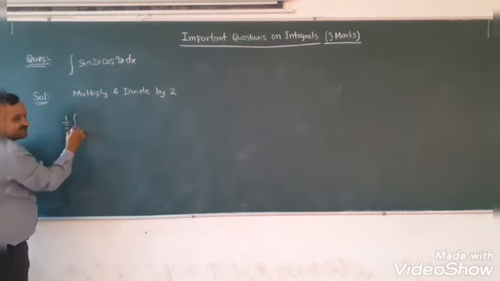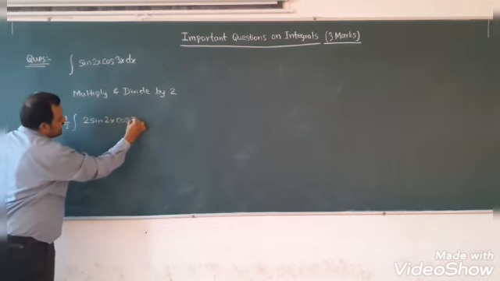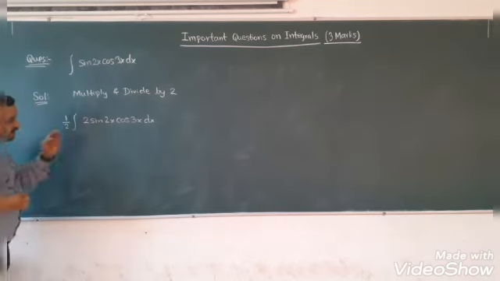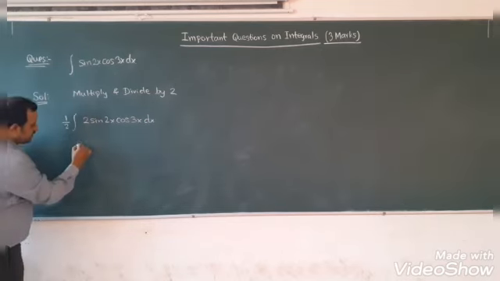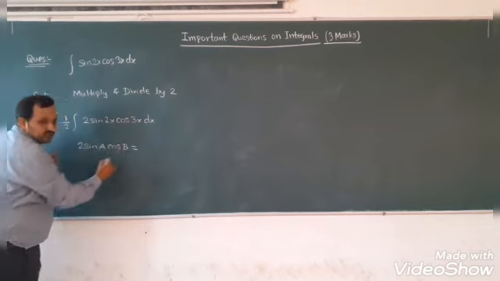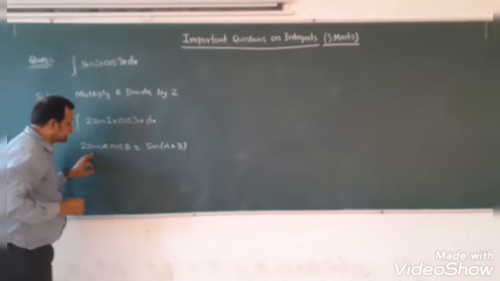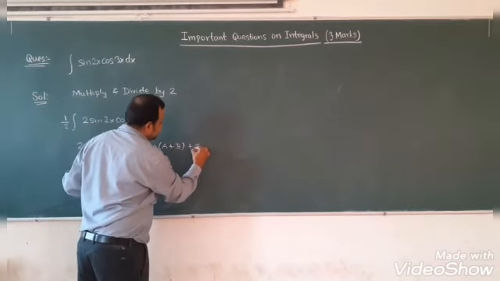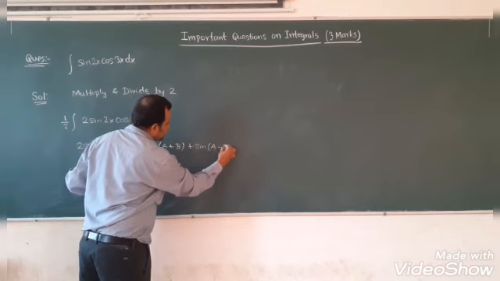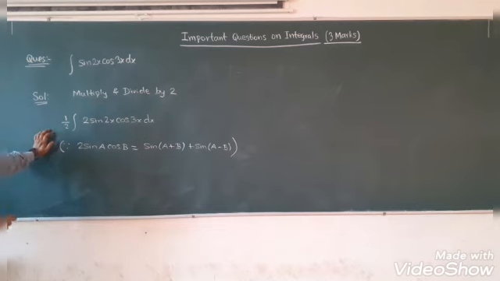So 1 by 2 will come here, and here 2 sin 2x cos 3x dx. Now the 2 sin a cos b formula. What is the 2 sin a cos b formula? The formula is sin of a plus b, plus sin of a minus b. So apply this result here.